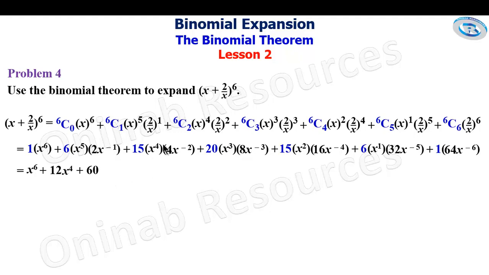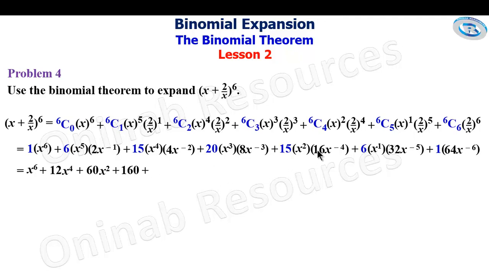Then x raised to power 4, x raised to power negative 2. So 4 minus 2 gives 2. So we have it as x squared plus 160. 20 times 8 gives 160. Then x raised to power 3 times x raised to power negative 3. So 3 minus 3 gives 0. X raised to power 0 is 1. So that is the constant term. That is the term independent of x.